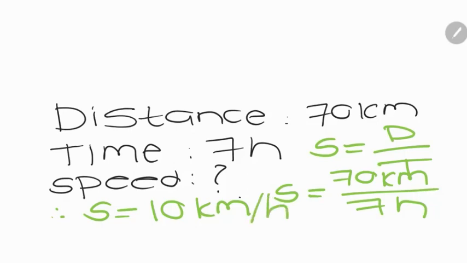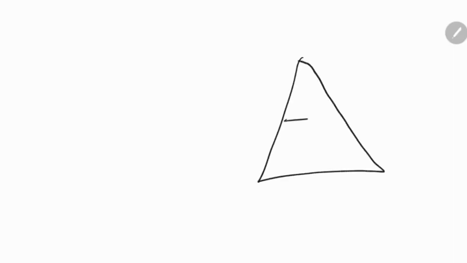Now, if they give us the speed and time, how will we be able to find the distance? Or if they give me the speed and distance, how will I be able to figure out the time? I'm going to show you a fast and simpler way to change the formula around. We'll be using a triangle, which will be in this format.